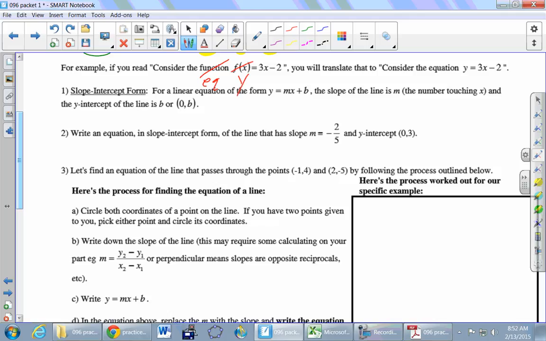Okay, so again, I think that's something that many, if not all of you, have seen before. M is the slope, B is the y-intercept. Let's use it in number 2. Can we go to Savannah?